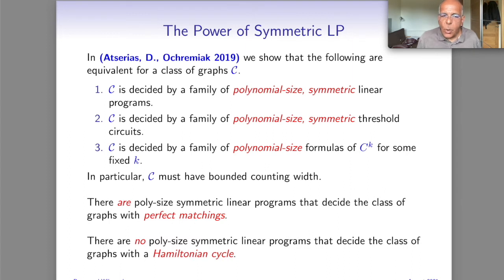On the other hand, there are no poly-size symmetric linear programs that decide the class of graphs with a Hamiltonian cycle. So in other words, for the TSP polytope, we still have an exponential lower bound, categorical, no assumption that P is different from NP, right?